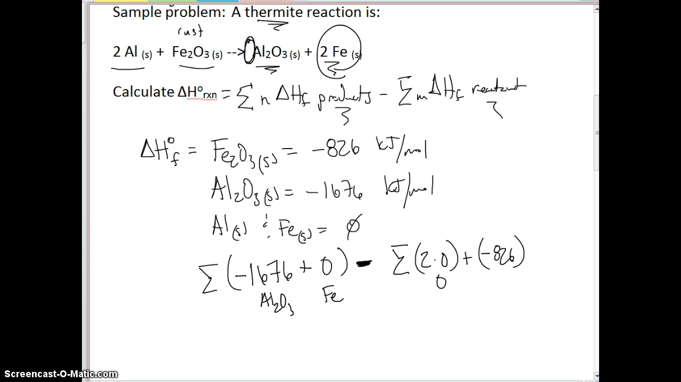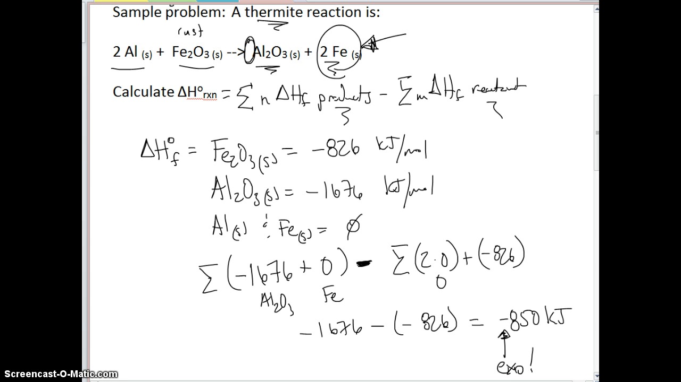So all I have to do is this mathematical operation, and so it's essentially negative 1676 minus a negative 826, and I should come up with negative 850 kilojoules as an answer. And that negative sign there tells us that this is a very exothermic reaction. As a matter of fact, it gives off so much heat that it actually melts our solid iron up here into a liquid form, which is kind of neat because we can form liquid iron.